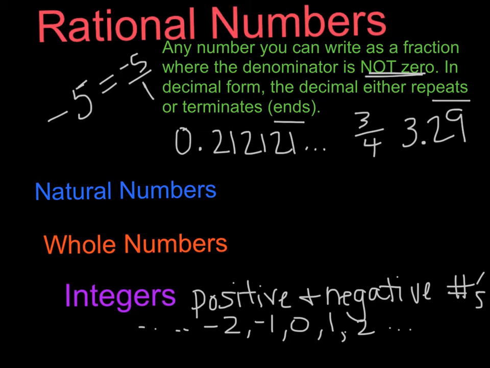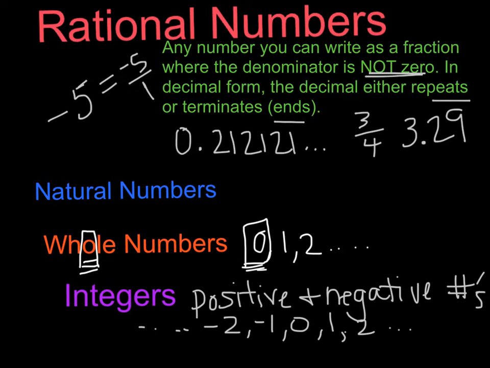Then you have whole numbers. And whole numbers are very similar, except they don't have negatives. So it's 0, 1, 2, and so on. The way I remember that is the whole has an O in it, and that O looks like 0. Okay, so that's the way you can remember that one.